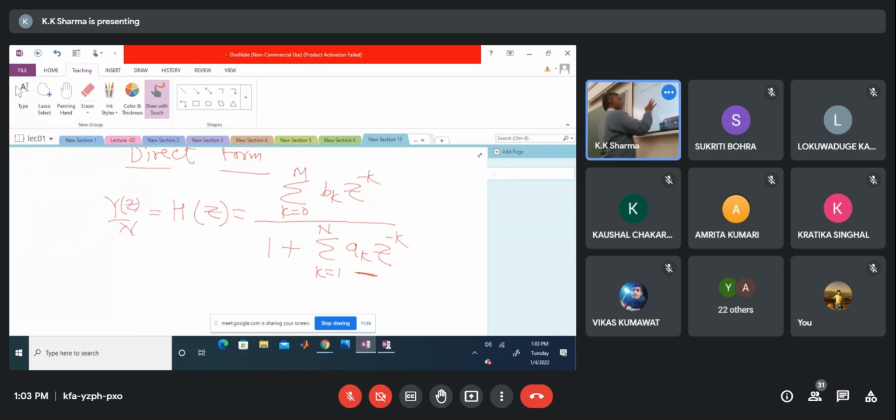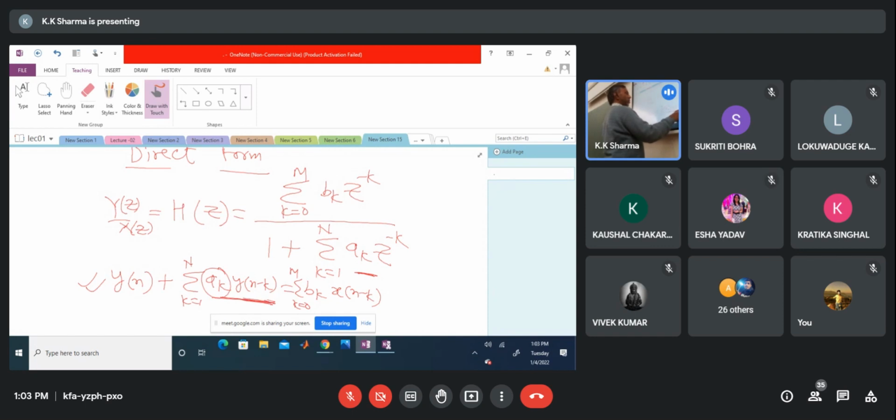The difference equation, Y(z) upon X(z), will be of this kind: y of n plus summation a k y of n minus k, k equal to 1 to N, is equal to summation b k x of n minus k, k equal to 0 to M. This is the general difference equation representing any IIR system because of these non-zero AKs and feedback from output to input.